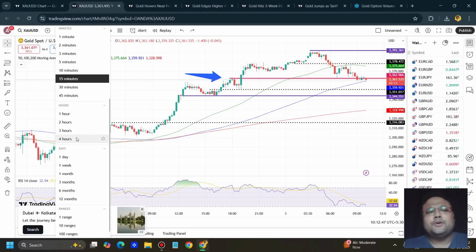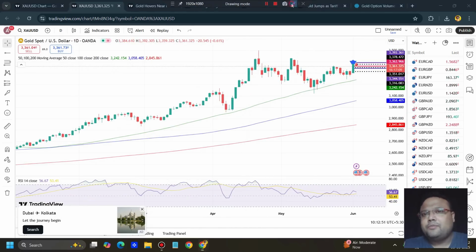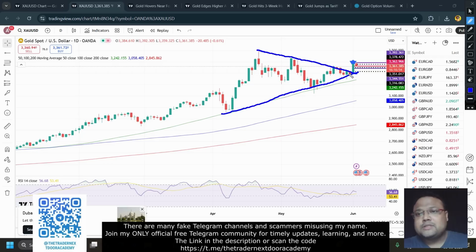In our previous video on Saturday, we discussed the possibility of a breakout because we identified a symmetrical triangle pattern. The problem with a symmetrical triangle pattern is that it's a bilateral pattern, which means we don't know the direction of the breakout. And yes, we got the breakout towards the upside, and we can see that this is the current situation. Gold is super bullish again.